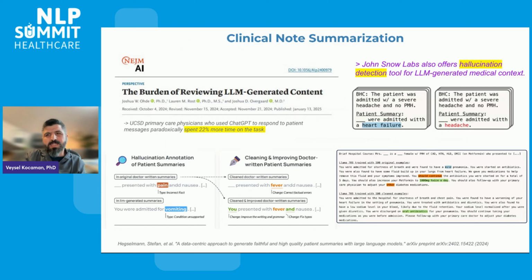So the last topic is clinical note summarization. Over there, the idea is that, with the advent of LLMs, right now the most popular use case of LLMs is note summarization, because they are doing well when it comes to summarization, but there's a hidden debt over there, which means hallucination again. By the way, John Snow Labs already offers a hallucination detection tool for LLM-generated medical content. So there is a burden while reviewing all these LLM-generated summaries.